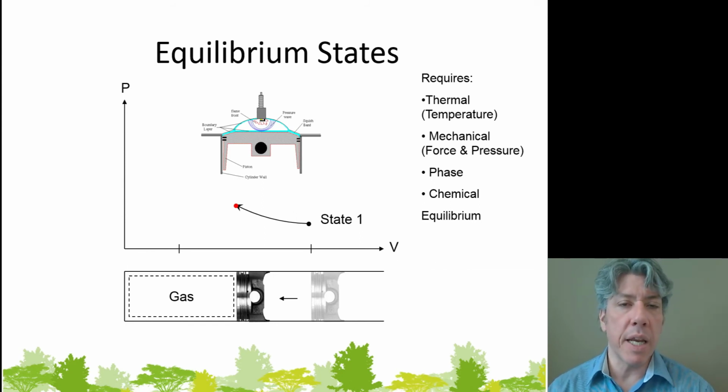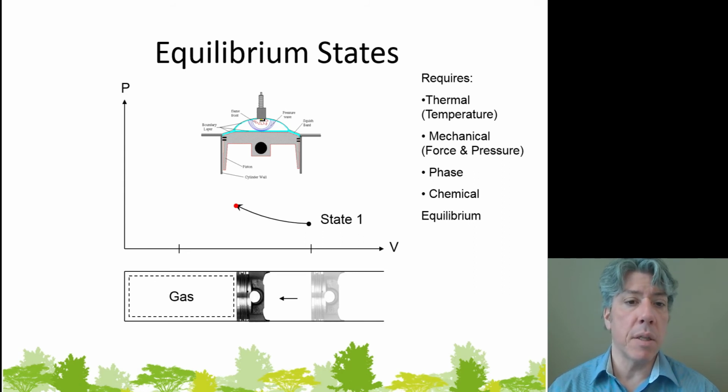That's an equilibrium state. Otherwise, if there was a difference in temperature from one end of the cylinder to the other, then heat is going to flow in the direction of the thermal gradient, right? So that would not be equilibrium. And so one of the things that we require for equilibrium states is that the system be uniform.